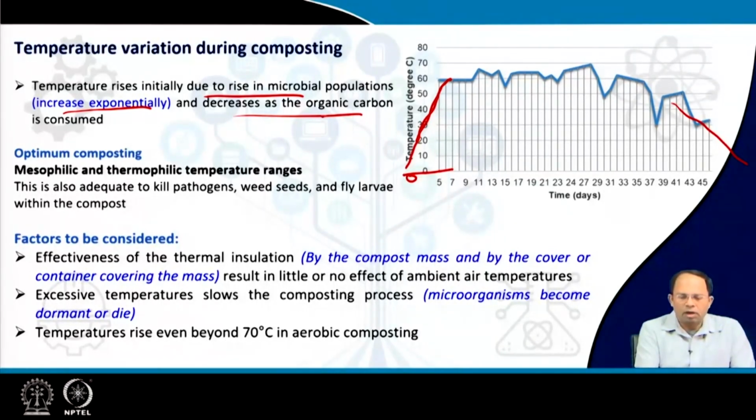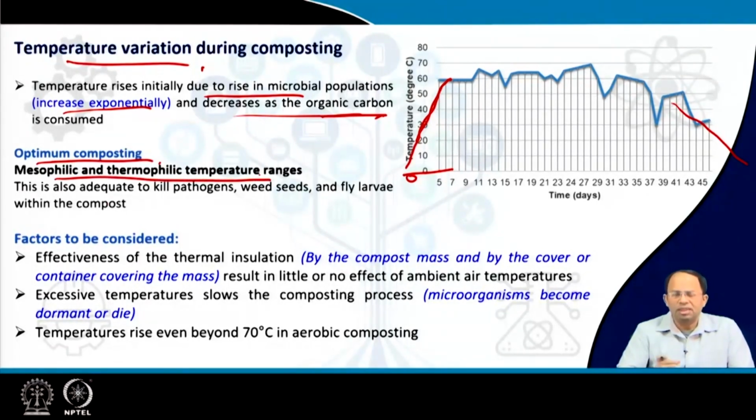Once the organic carbon is consumed by the microorganisms, microbial activity automatically comes down, the composting process gradually ends, and the heat also comes down. Optimum composting happens in the mesophilic and thermophilic temperature ranges. These start around 30 degrees and so on. Even below that, some amount of composting happens, in the psychrophilic ranges. But in our country, we are more concerned with the mesophilic and thermophilic temperature ranges.